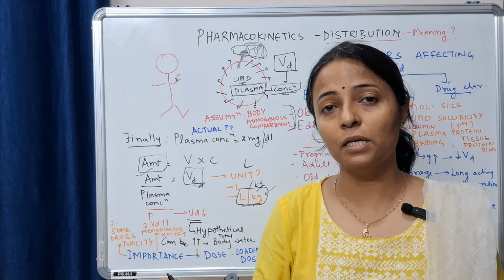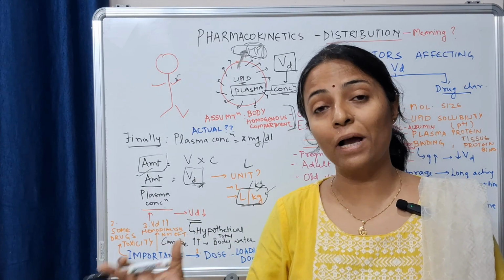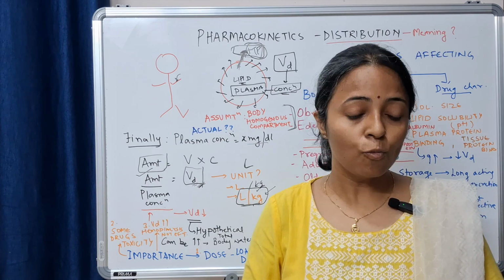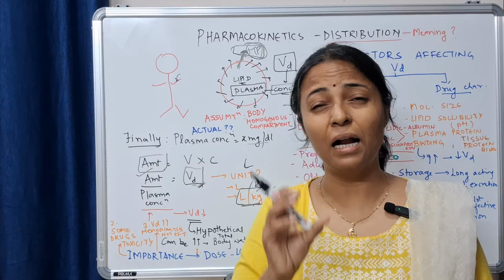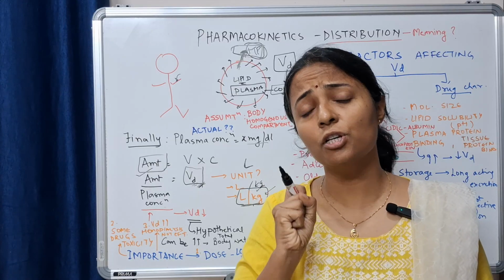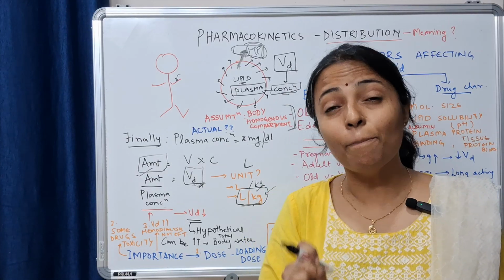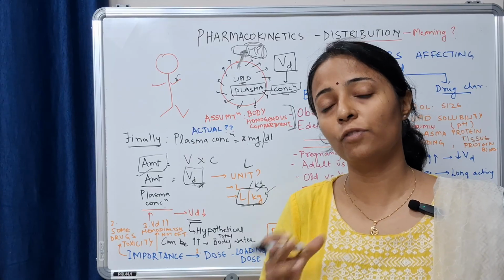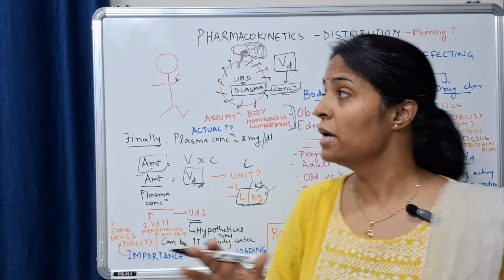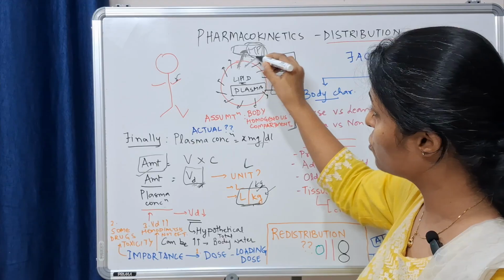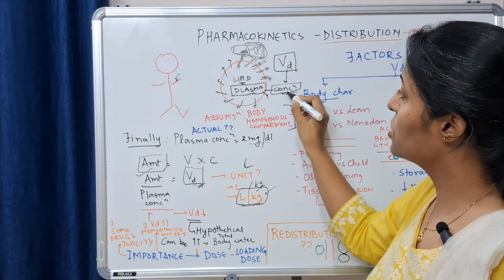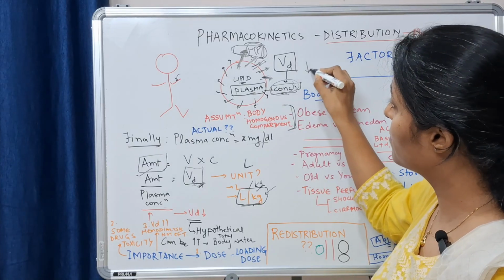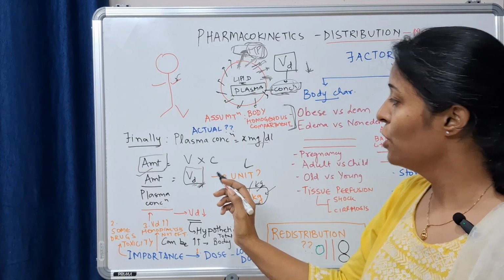But the concept here, what we want to know and why we want to study this, is that when we are giving the drug and it is going into the various tissues, ultimately the plasma concentration which is achieved depends on how much of this drug is going into the tissues. Suppose it is going much more to all the tissues, what will happen? The plasma concentration which will be achieved will be much lesser, isn't it?